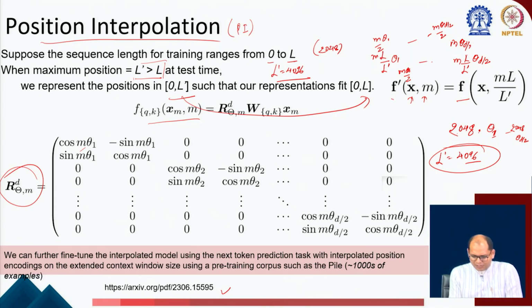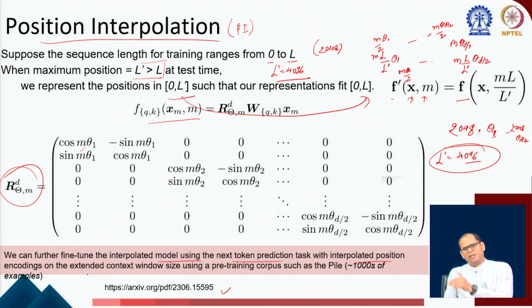So, we can further fine tune this model using the next token prediction task, with this interpolated position encoding on the extended context window. They say you can use very small data, say thousands of sentences will be sufficient, so that it actually interpolates.